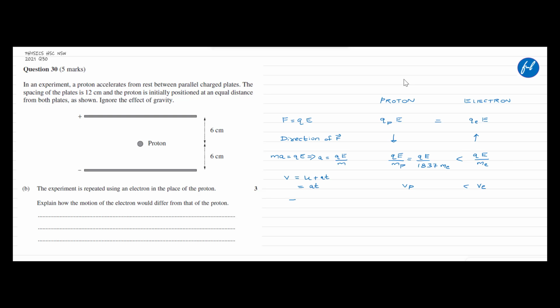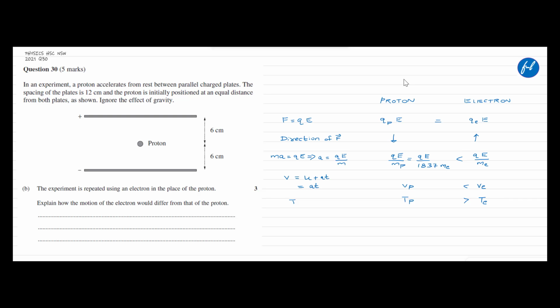And let's say we have the time T, the time to reach the plate. In the case of the electron, the time to reach the plate will be smaller than the time taken by the proton to reach the plate, because the velocity of the electron is higher, and that's because the acceleration of the electron is higher. So the electron will reach the plate faster than the proton.